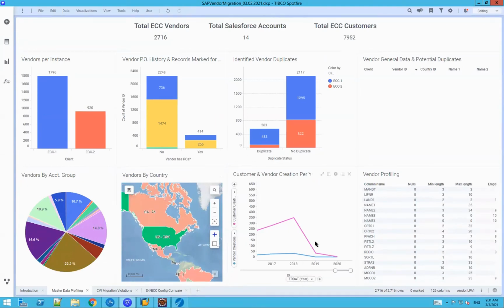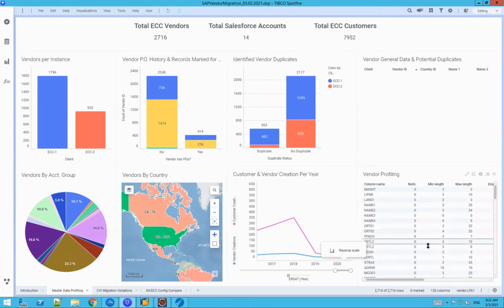Another important piece to look into is your creations over time. So if we're going through a year-long project, maybe it's a good time to start evaluating the amount of new records that'll get created in the next year. So we can get an idea, maybe it looks like about 50 or so customers and 50 or so vendors have been created in the last year. So that's about what we can expect as a delta between this point in time and when we actually do the cutover.